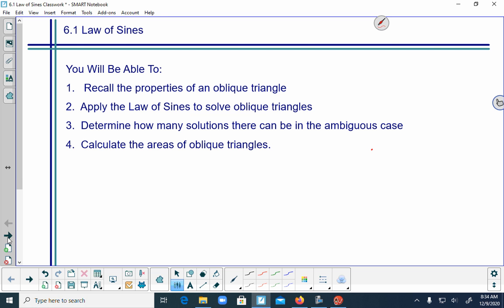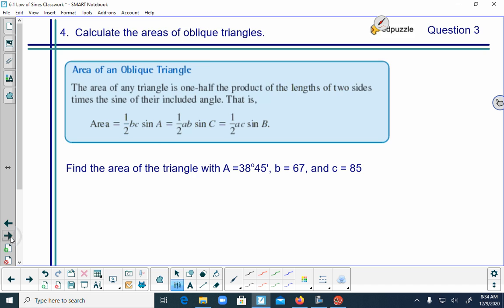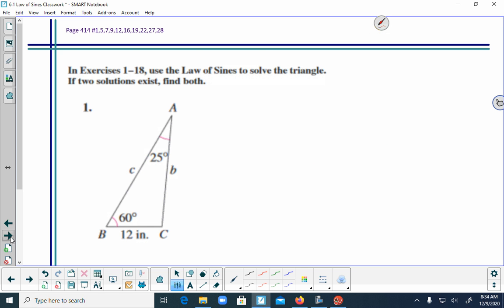Hello, this is Mrs. Ward, and I am going to go over the classwork problems for Chapter 6.1, Law of Sines. So let's start with number one. I have this triangle, and the directions say use the law of sines to solve the triangles. If two solutions exist, find both solutions. So the first thing I'm going to do is I have angle A is 25 degrees, angle B is 60 degrees. I'm going to go ahead and find angle C first.